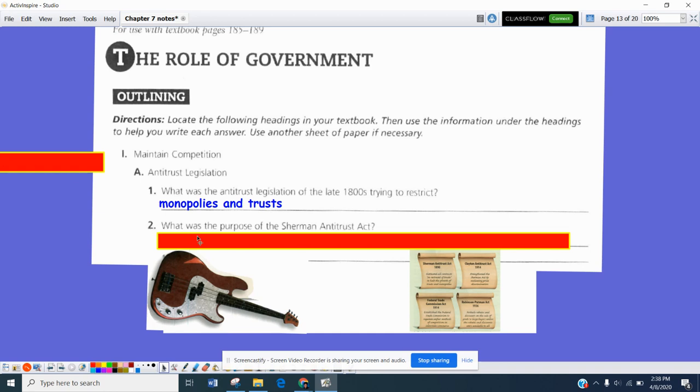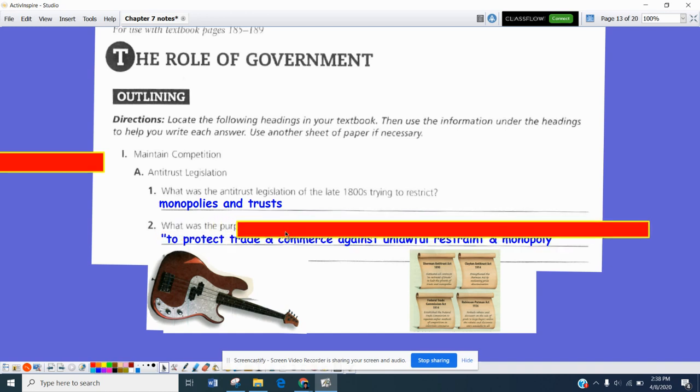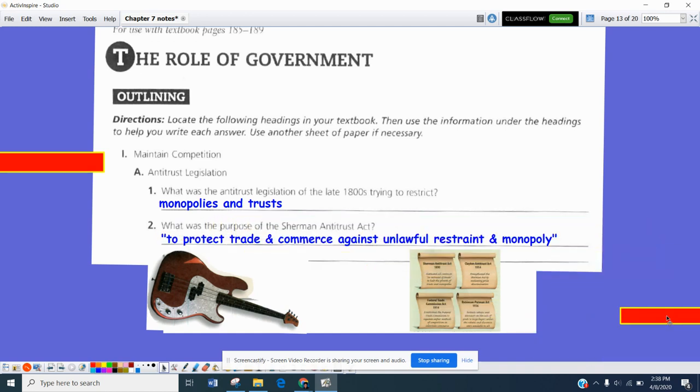So, what was the purpose of the Sherman Antitrust Act? This goes back to about the 1890s. And the big thing here was to protect trade and commerce against unlawful restraint and monopoly. So that's kind of what it was. Now, if you go into the whole history of that, there's a lot of debate about how effective the Sherman Antitrust Act was. Even though it was a law on the books, it was very rarely ever referred to within lawsuits until we get into the 20th century.